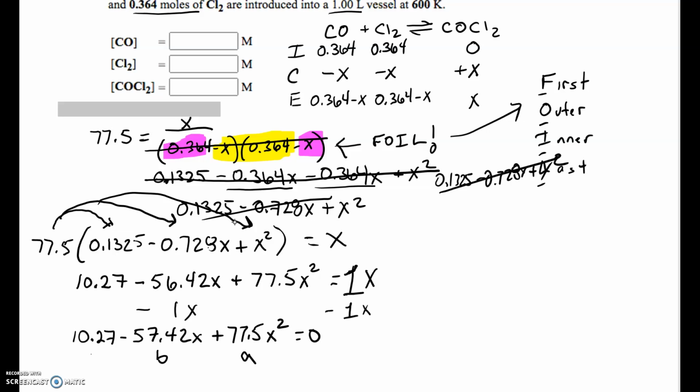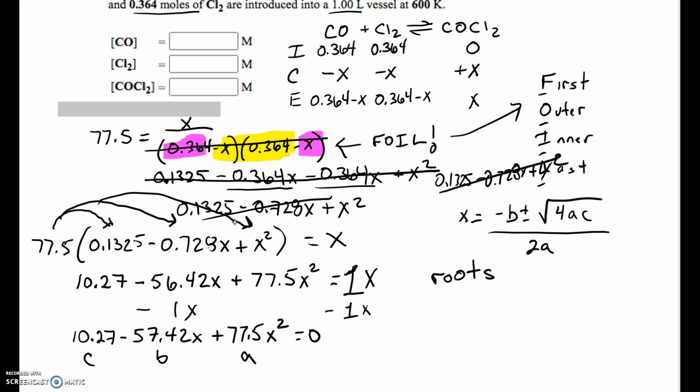The a term is the number in front of x squared. If it's just x squared, it's 1. The b is the number in front of the x, and the c is just the plain old number without any x's. Be careful and make sure that you use the negatives and the signs that go with them. So our b term is actually a negative 57.42. A is 77.5. Didn't we subtract? Oh, that was the x term. Yep. And our c is 10.27.